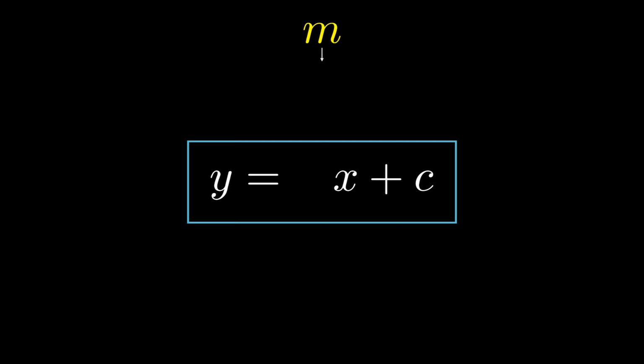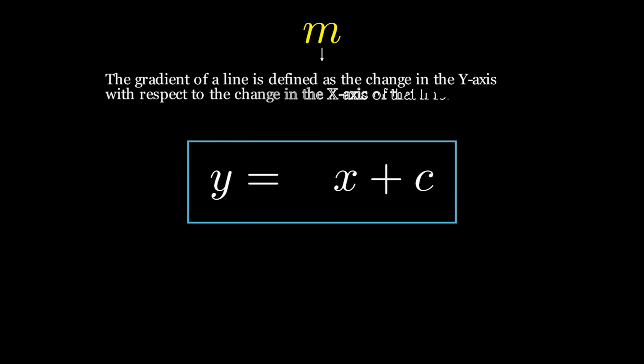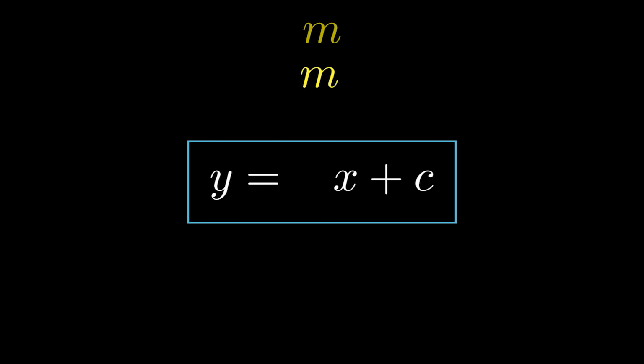As written in textbooks, the gradient of a line is defined as the change in the y-axis with respect to the change in the x-axis for that line, or simply, the slope. While this may not sound very convincing or clear at first, we'll see its application visually on a graph.